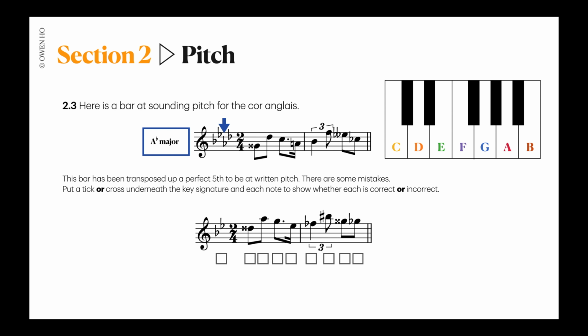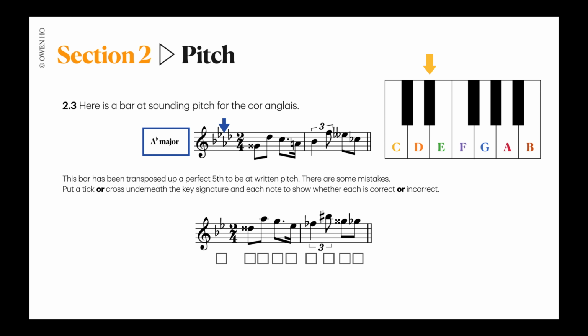Now, in order to transpose this up a perfect fifth, or in other words, by 7 semitones, we can look at the keyboard again and count accordingly. So from A flat, we go up 7 semitones. Going from A flat to A, the first semitone up, and then B flat, the second, B, the third, C, the fourth, D flat, the fifth, D, the sixth, and E flat, the seventh semitone. So we should be looking for a key signature that represents the E flat major key.